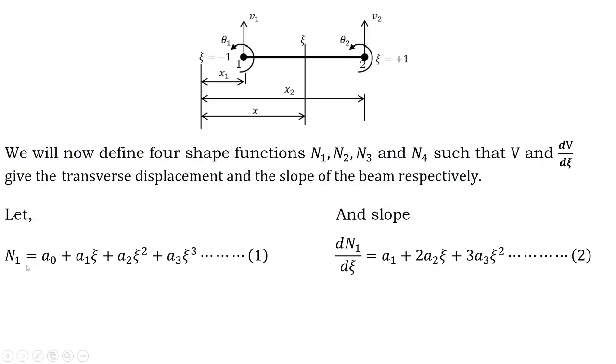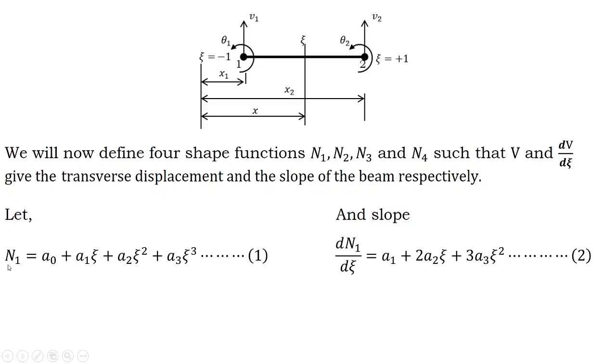We will consider n1 in the form of a polynomial function from the properties of the shape function, that is fourth property. The shape functions are also a polynomial function of the same order that we are going to consider for the displacement function. Therefore n1 is equal to a0 plus a1 into zeta plus a2 into zeta square plus a3 into zeta cube. So this is the polynomial function in the form of local coordinate, that is zeta, I am going to consider. Let us say this is equation number 1.